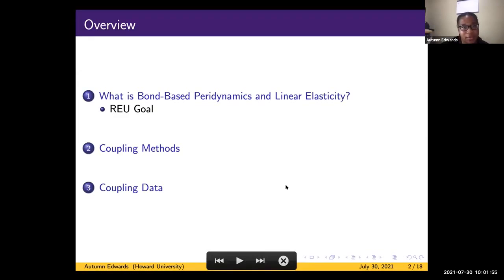All right, so a quick overview. We're going to talk about what bond-based peridynamics is, a little bit of my REU goal, and some different coupling methods that we use, and some coupling data that we'll go over.